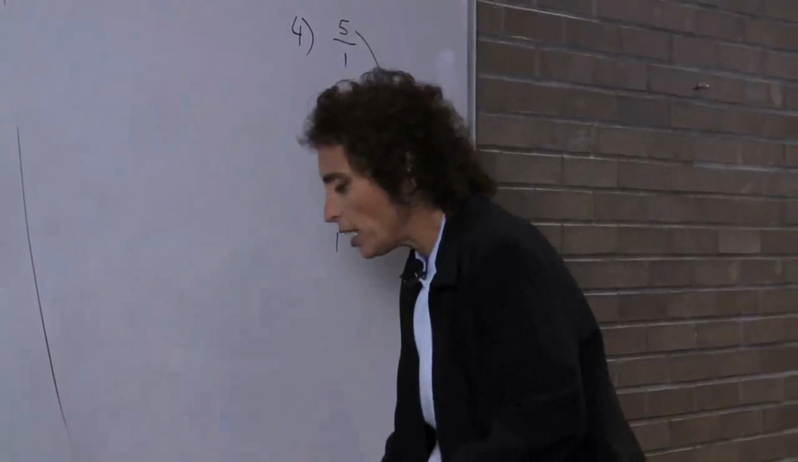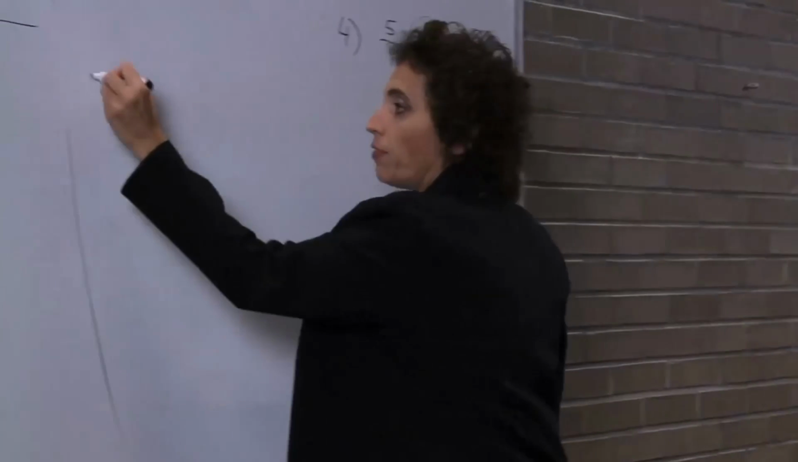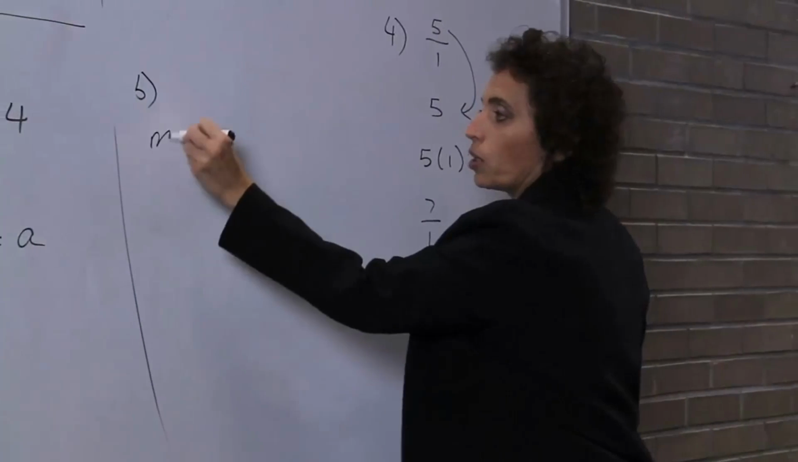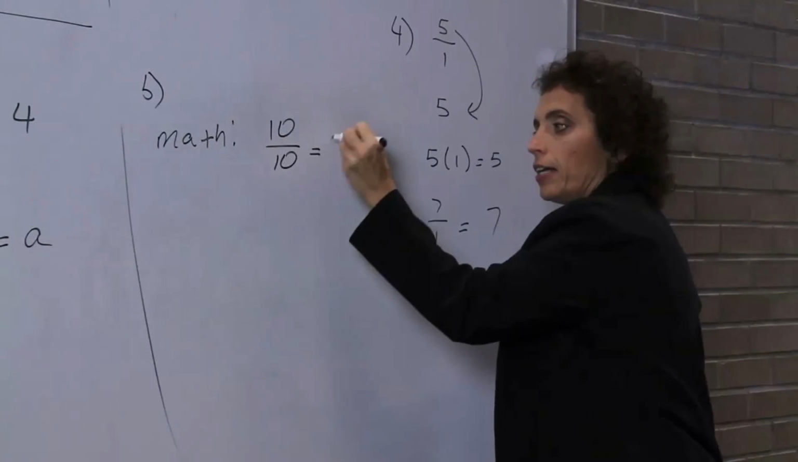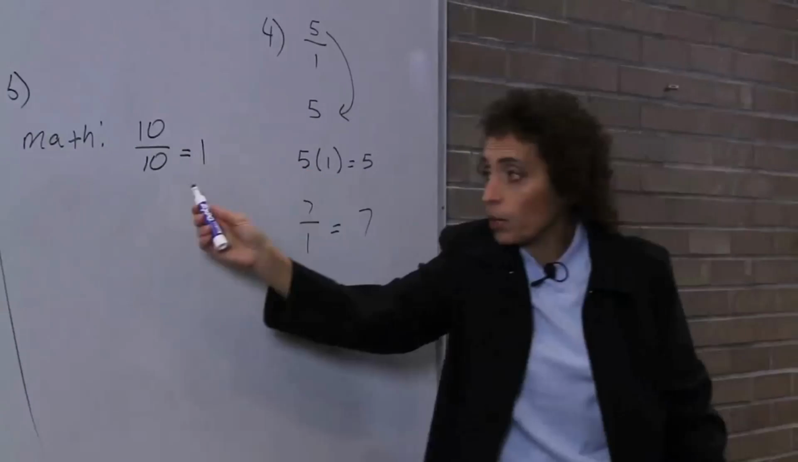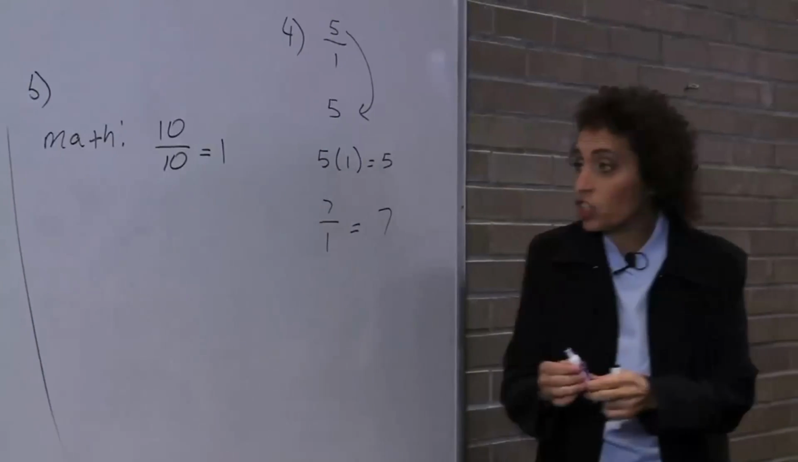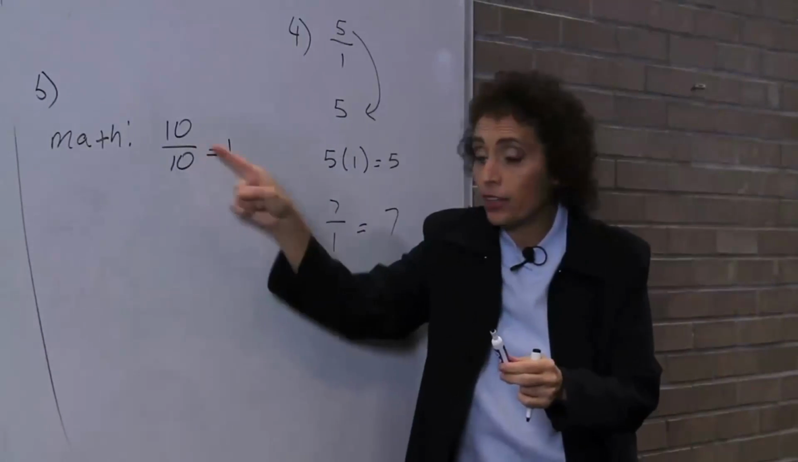But there is one little thing you have to be careful of. We're going to talk about that in a second. 10 divided by 10 equals 1. A number divided by itself is 1. That works. I could check it. 1 times 10 is 10.